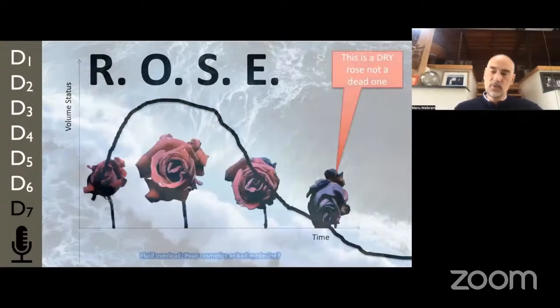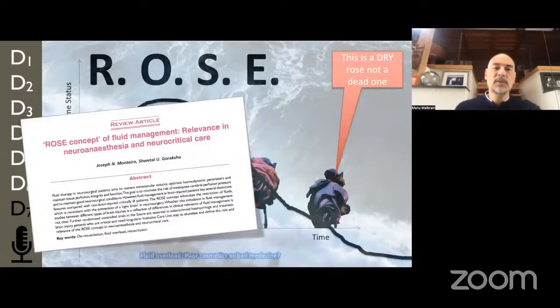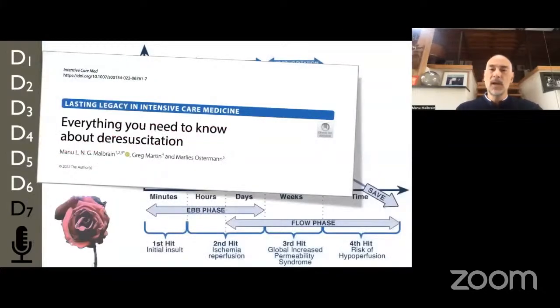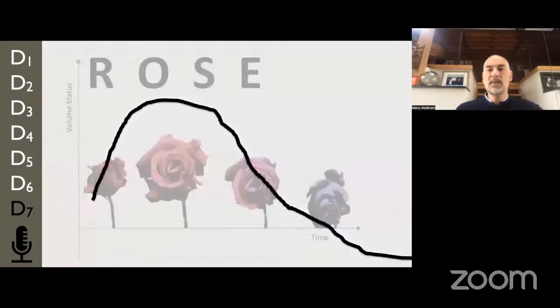And just to tell you that the rose at the end is just a dry one, it's not a dead patient. I'm very happy to see that this ROSE concept has been taken up by other colleagues, for instance in neurocritical care, and we summarize this in everything you need to know about resuscitation. So again, it's freely available, the different phases.